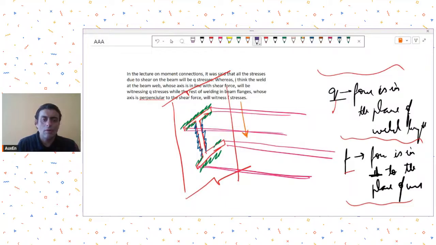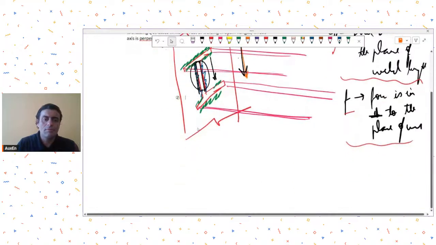So if I talk about the welds over here, which are provided to the web, the shear force that is acting, this is in the plane of the weld. Yes or no? The plane of the weld. Are you able to imagine?